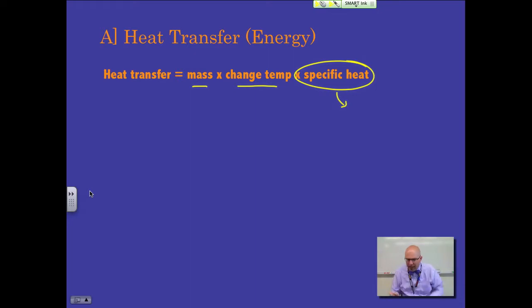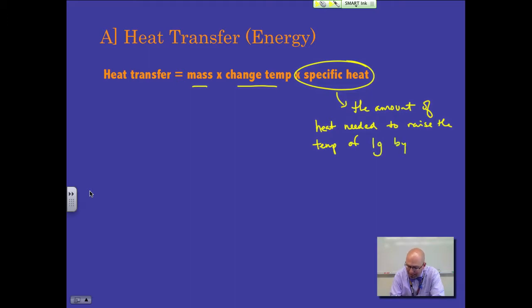Specific heat is the amount of heat needed to raise the temperature of 1 gram of a substance by 1 degree Celsius. So if you have exactly 1 gram of a substance, to make that temperature jump from 24 to 25 degrees, the amount of heat needed would be the specific heat for that substance. Now, different substances have different specific heats.